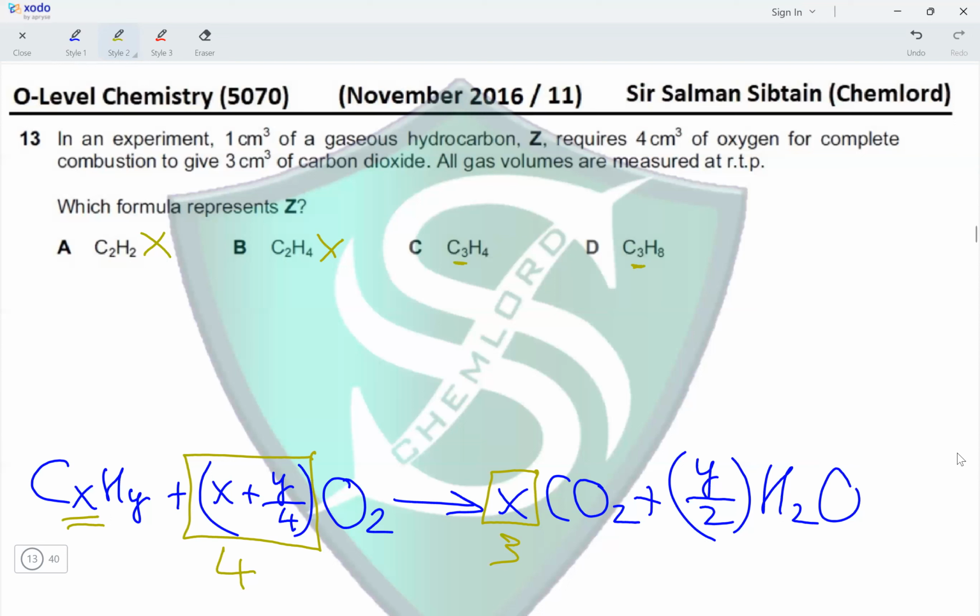So in the case of C, this would become 3 plus 4 upon 4. 4 upon 4 equals 1. 3 plus 1 equals 4. And for D, it would be 3 plus 8 upon 4. 8 upon 4 gives us 2. 2 plus 3 equals 5. We are supposed to get a value of 4, which is true for option C. Therefore, option C is the correct option for this question.